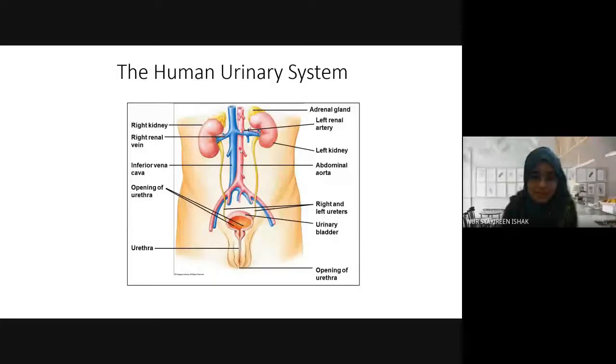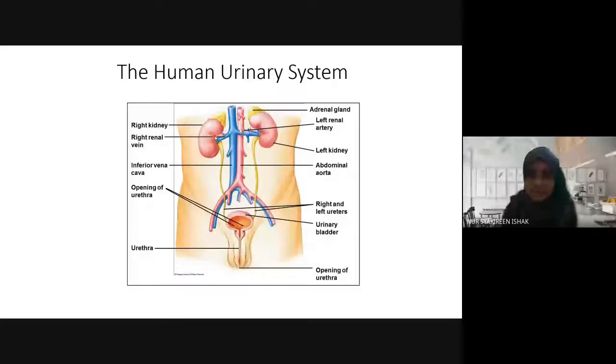Mana dia punya labeling dia? Okay. The abdominal aorta will bring oxygenated blood. So here it enters into the artery, renal artery, and then enters into the kidney. So ini dia akan branch lah. Left renal artery, right renal artery, to supply blood to the kidneys.